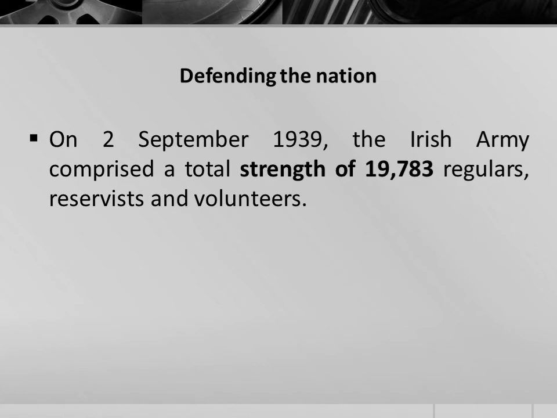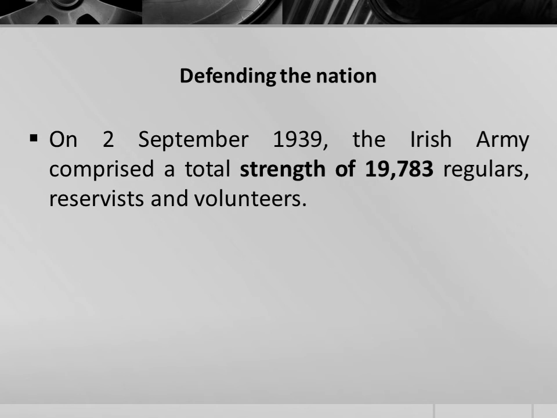On the 2nd of September 1939, the Irish Army was very, very small at 19 plus thousand regulars. In this paragraph, we're moving on to the first main issue, and that would be the whole area of defence. If you've got a question like, to what extent was the Irish government successful in its handling of affairs during World War II, after an introductory paragraph on the declaration of neutrality, you might want to then focus on defence.